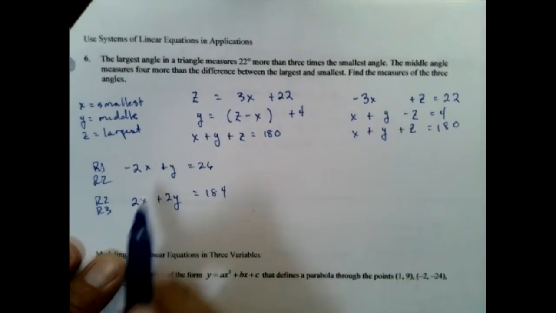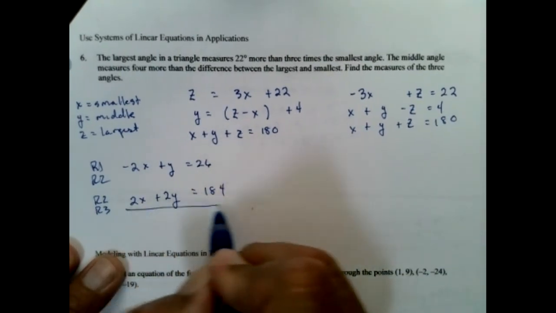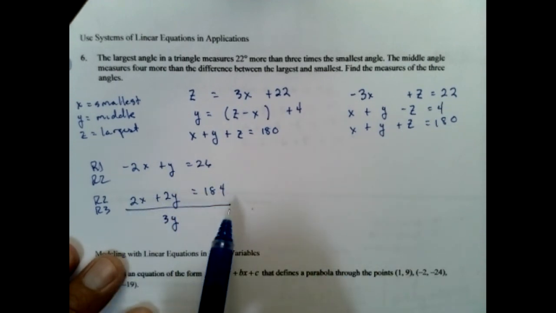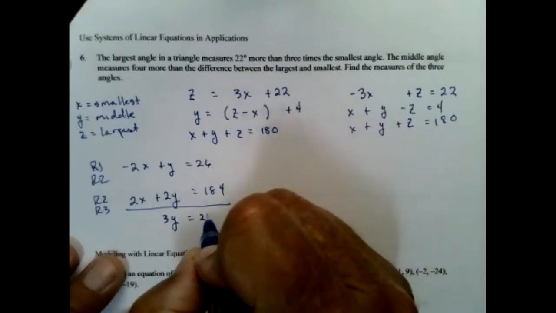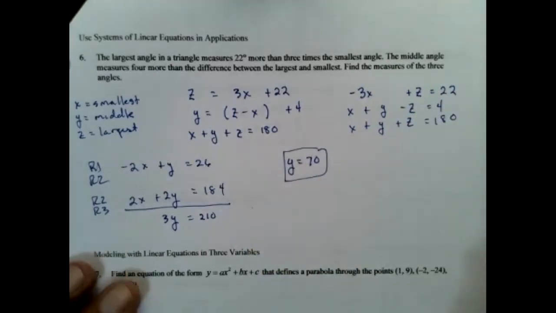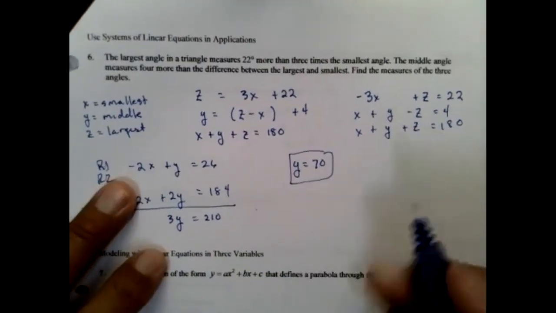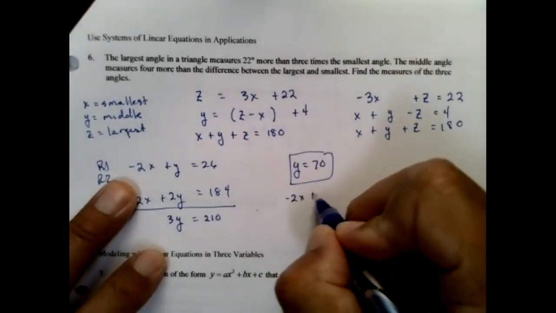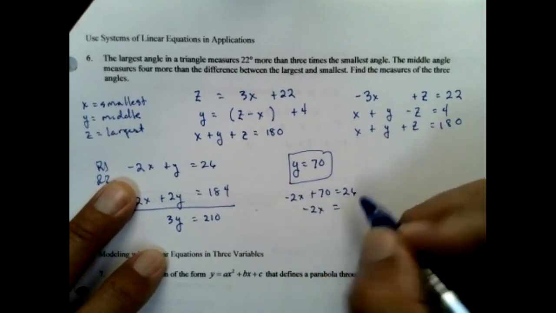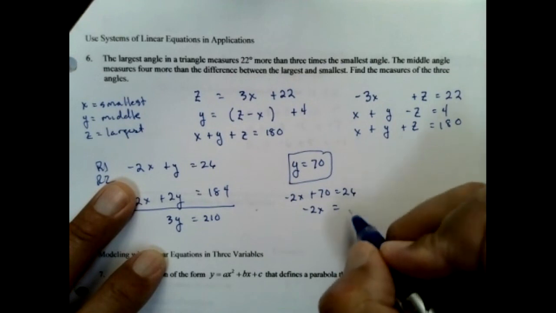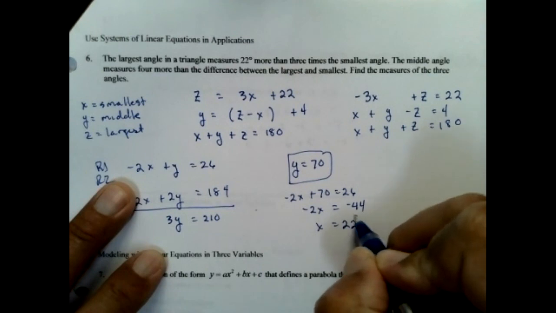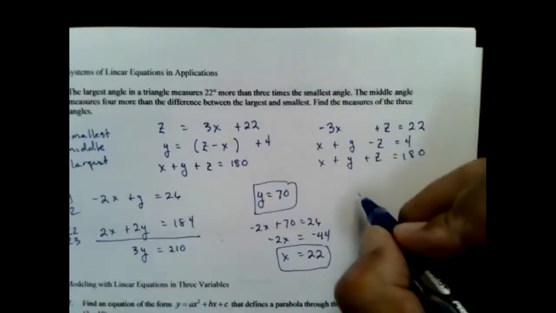2x, 2y, the z's go. Oh, this is kind of nice because with 3y, I can just go right ahead and add these. 3y equals 210. I calculated y to equal 70. I come over here, negative 2x plus 70 equals 26. Negative 2x equals, I'm thinking this is about negative 44. x is 22.